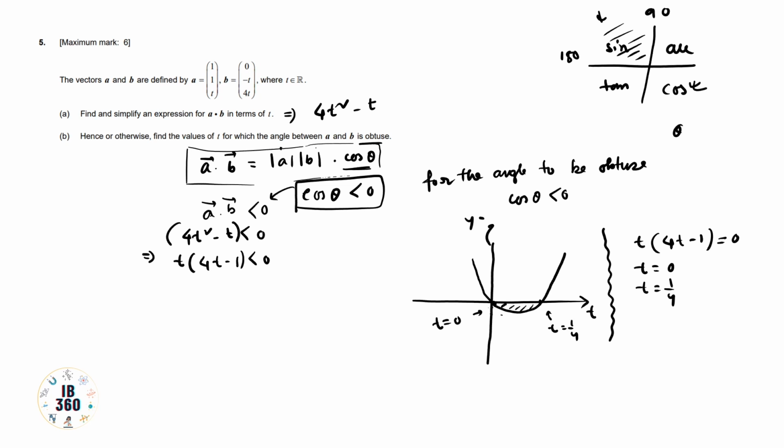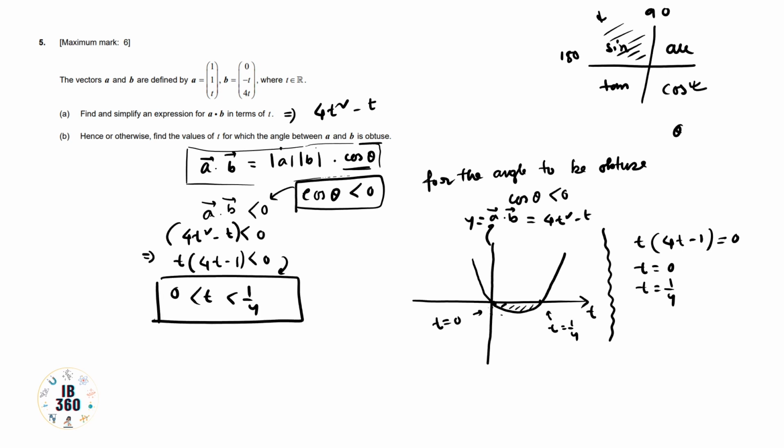So what is the value of y here? This is the y axis. So this is basically nothing but a vector dot b vector. So basically it is 4t square minus t. So 4t square minus t will be negative when the value of t is in between 0 and 1 by 4. So in this way, we can write from this equation that the value of t is in between 0 and 1 by 4.